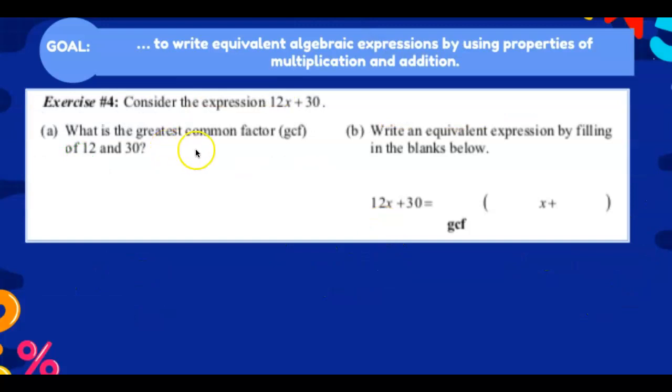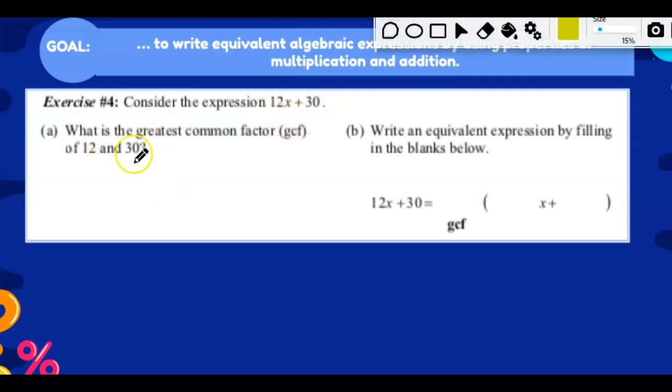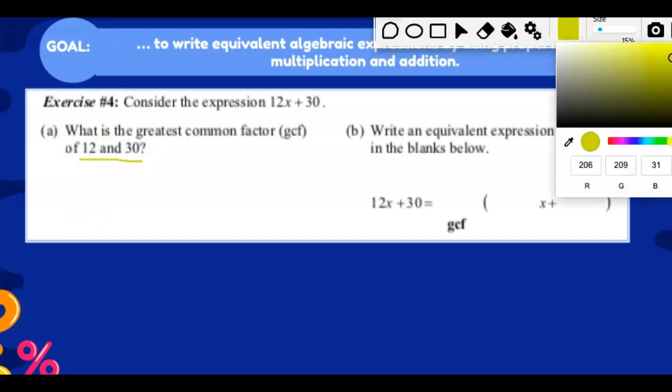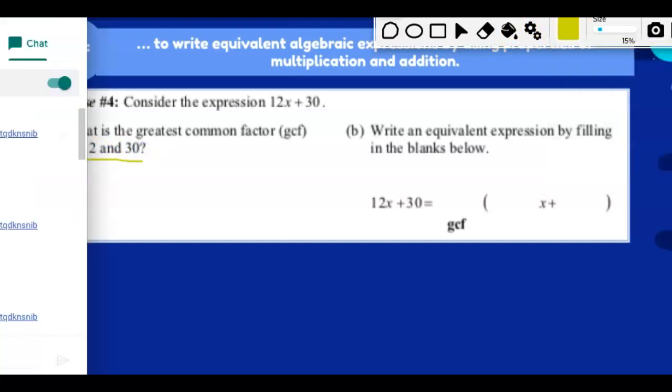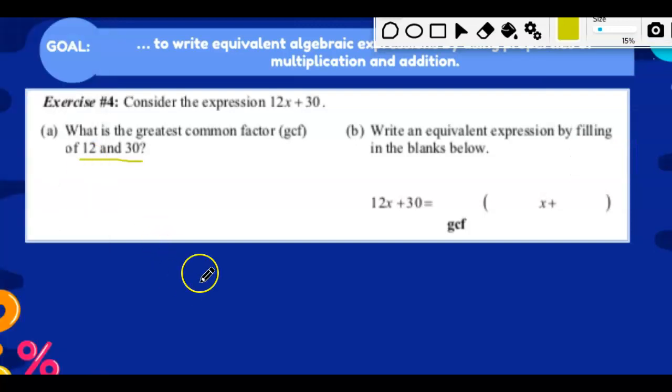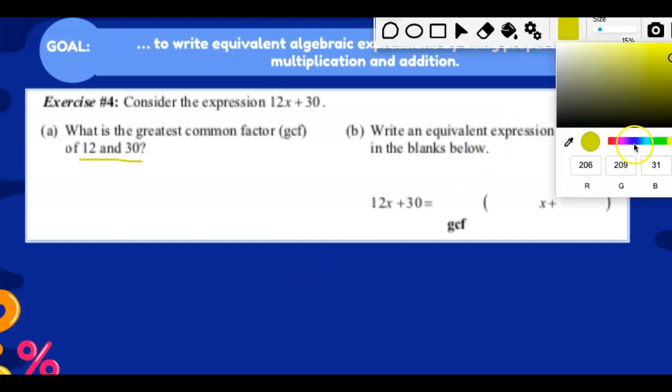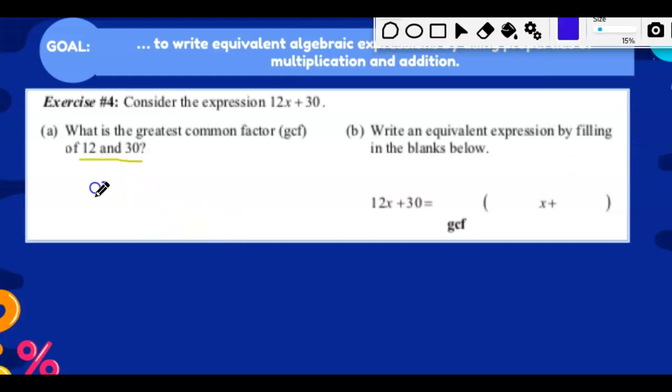Number 4, consider the expression 12x plus 30. You're just going to ask first, what is the greatest common factor between 12 and 30? Raise your hand if you want to speak. Karina, what is the greatest common factor between 12 and 30? 6. So I'm going to write 6 here.